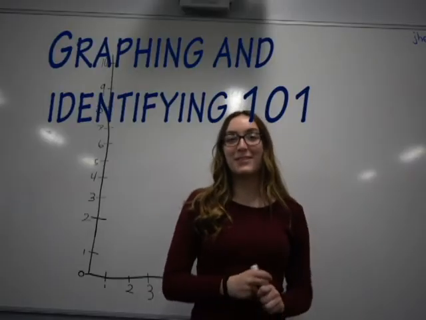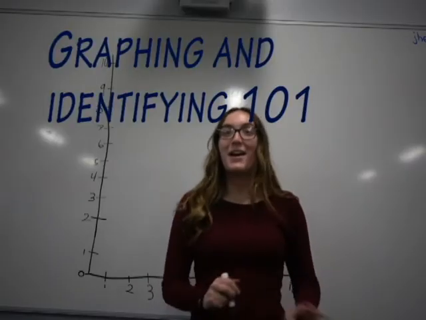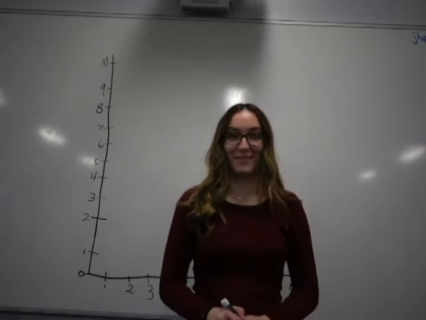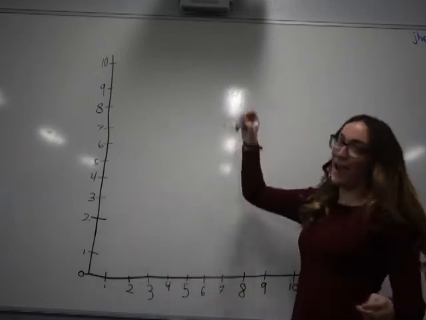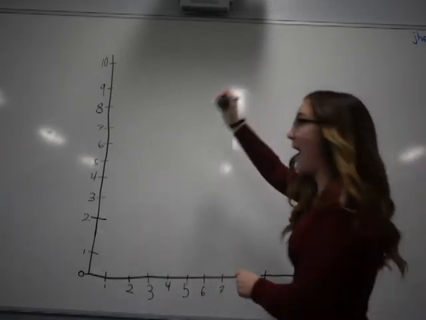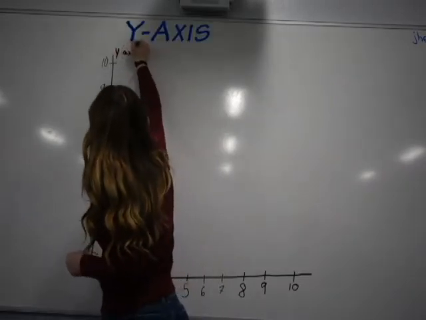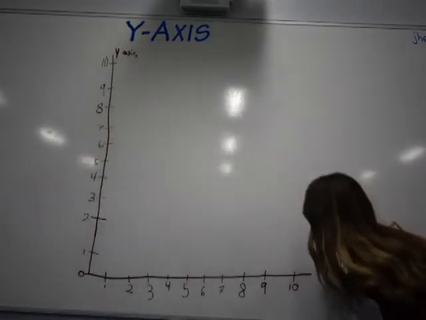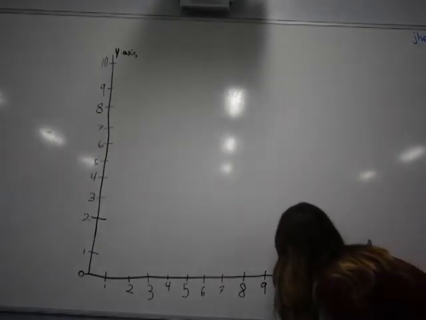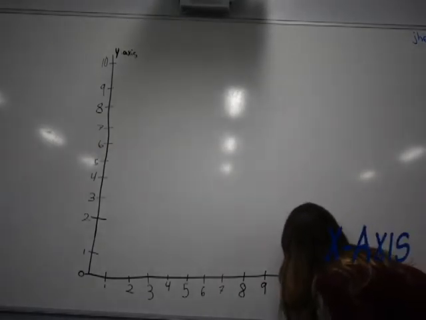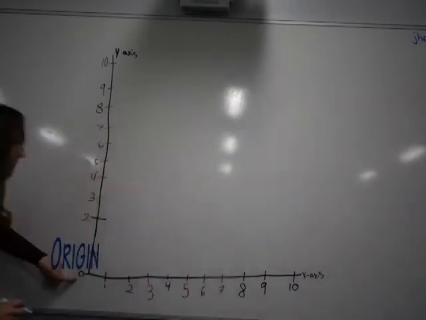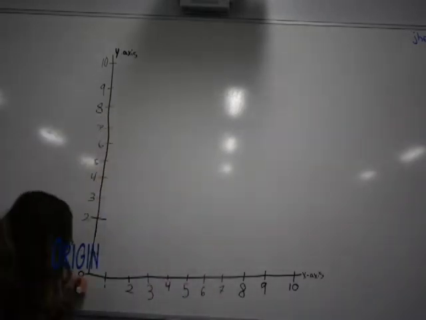Today I'm going to be teaching the basics, or 101, of graphing and plotting coordinates. So as you can see here, I have a little graph that goes to 10. So this is my y-axis. Over here is going to be my x-axis. And here, which is 0, 0, is going to be my origin.